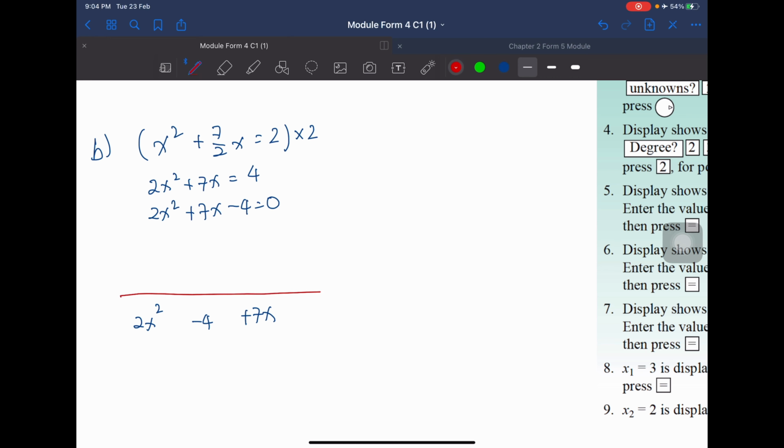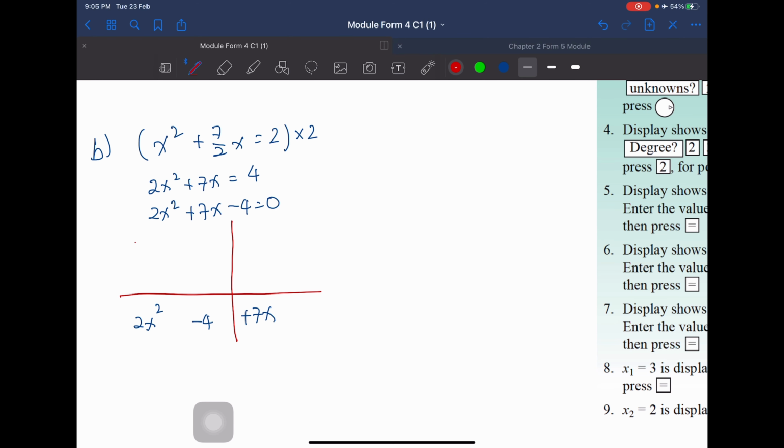Okay, kita buat dulu cara traditional ni. Nanti lepas ni saya akan ajar awak cara menekan calculator. Okay, so di sini 2x square. So what is the combination of numbers? If you multiply, you get 2x square. So biasanya tahulah 2x times x.